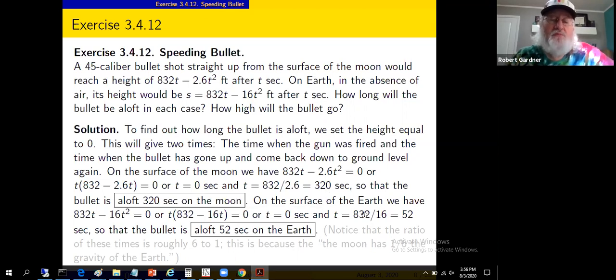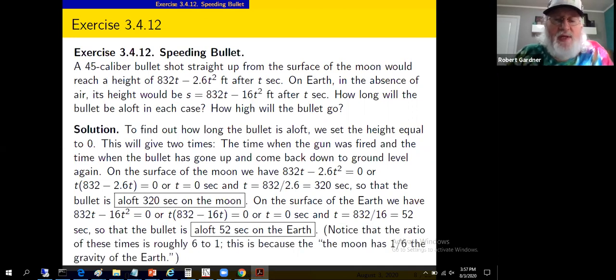Surface of the Earth, same problem, different formula. This time 832t minus 16t squared equals 0. Factor t out, we get t equals 0 just like before. Set this factor equal to 0, we get t equals 832 over 16, which reduces to 52 seconds. So the bullet's aloft on the surface of the Earth 52 seconds.